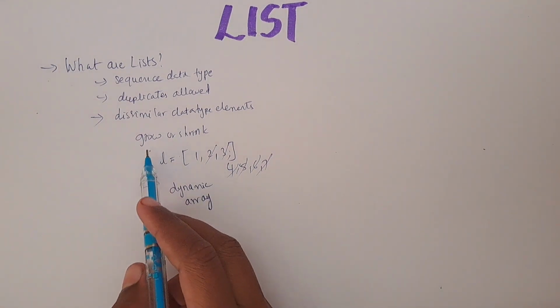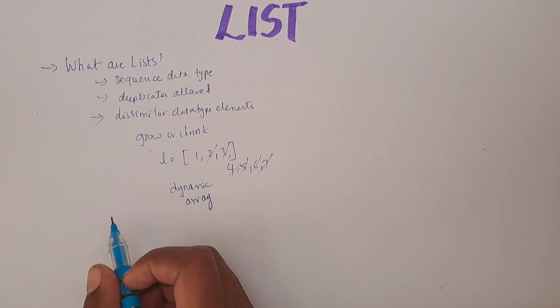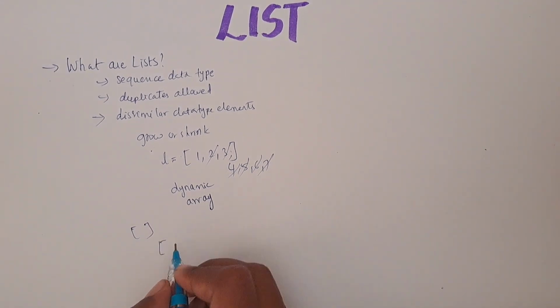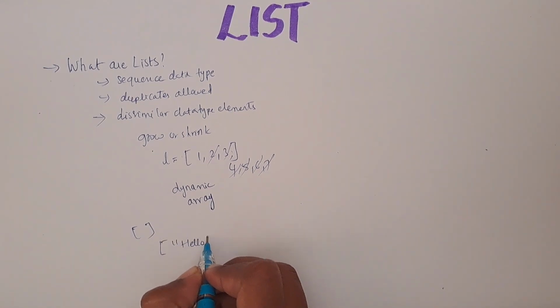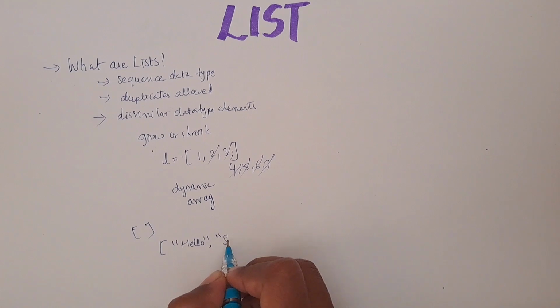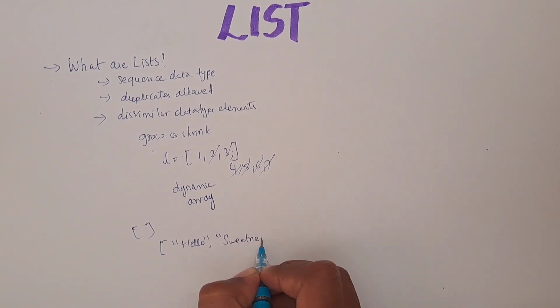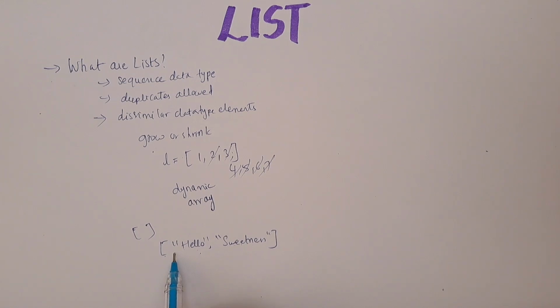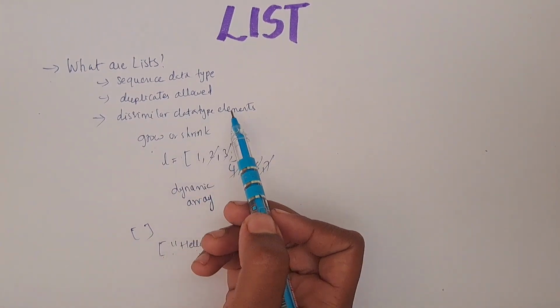That's why we call this a dynamic array. And here the list is defined by writing comma separated elements within the square brackets. So whenever you want to represent the elements in the list, you represent them like this. And a list can contain dissimilar data type elements.